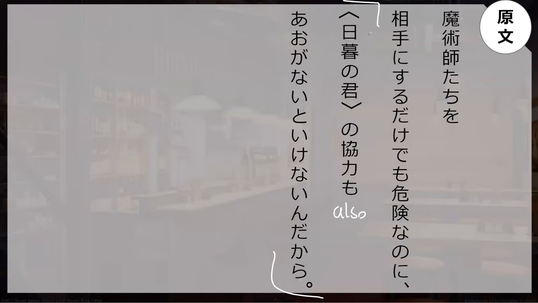Aoganai to ikenai ndakara. He's explaining, he's saying, because it would not happen, it would not go, it won't work. Meaning, when I don't depend, when I don't rely on aoganai.